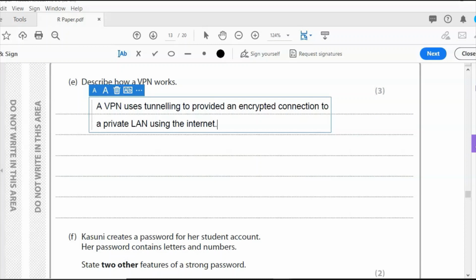That's not what the question is asking you. It's asking you about the technicalities of how it works. So you need to describe technical detail, how it actually works.